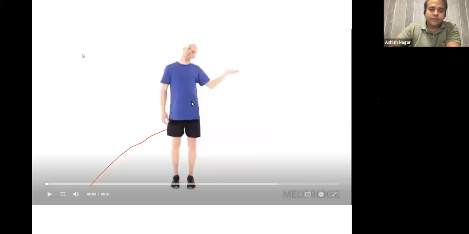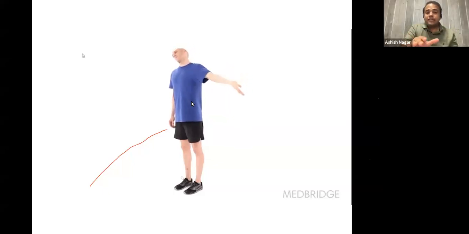Okay, take a guess for this one. Now, what we saw earlier was a slider technique. Now, this is not a slider technique, as you can see that with elbow extension, the head is going on to the contralateral side. That means it's not a slider technique, but it's a tensioner technique for the median nerve.